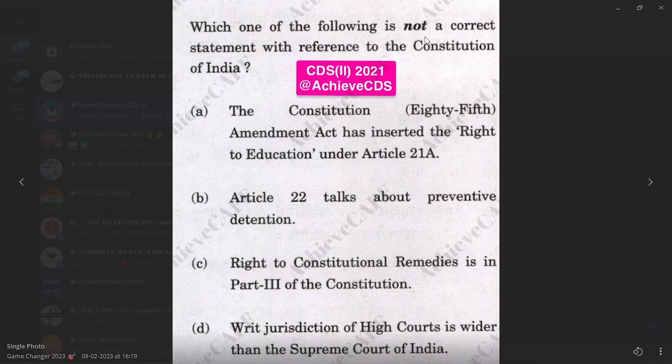Which of the following is not a correct statement with reference to the Constitution of India? The Constitution 86th Amendment Act has inserted the right to education under Article 21A. Article 22 talks about preventive detention. Right to constitutional remedies is in Part 3 of the Constitution. Writ jurisdiction of High Courts is wider than the Supreme Court of India.